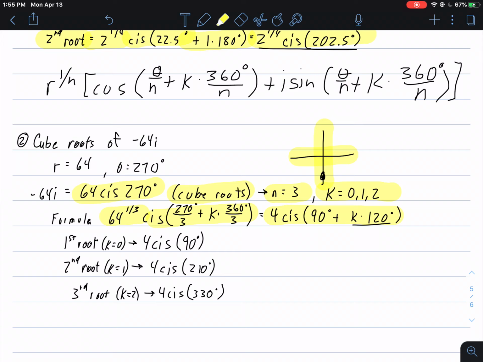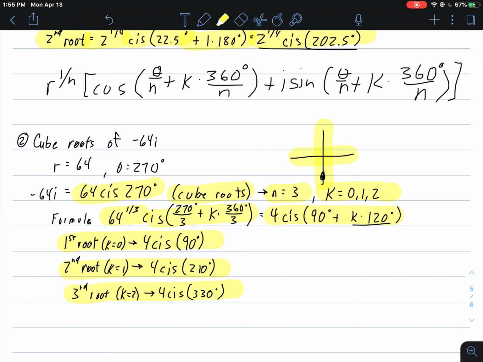For k equals 0, like we said, that's just going to knock off the second half of that formula. I end up with 4 cosine plus i sine 90 degrees. There's our first root. And then just notice for the others, all we're going to do from that point forward is just add multiples of 120 degrees, right? Because we're just increasing k by 1 each time. So when k equals 1, I'm going to add 120 degrees to that 90 to get 210. And then for k equals 2, I'm adding 240 to the 90, or I'm just adding another 120 to the previous. Either way, I've got 330 degrees.